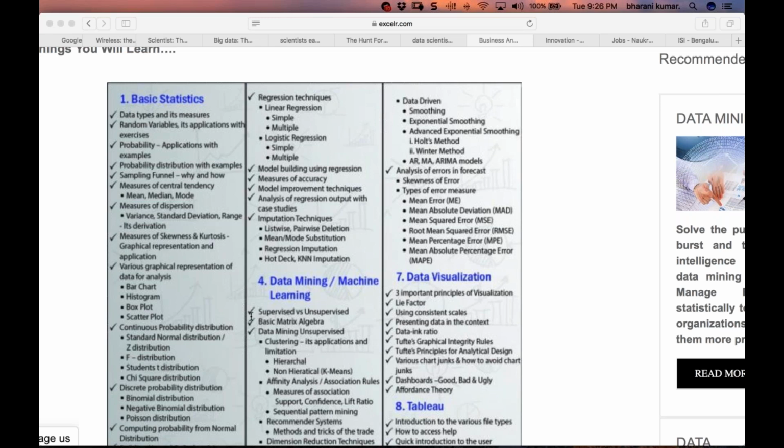Machine learning is a part of data science. Data science has many other things: data visualization, clustering, segmentation. All this is part of data science. Machine learning is one component of data science.